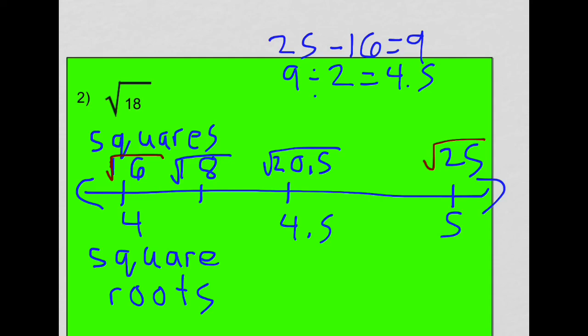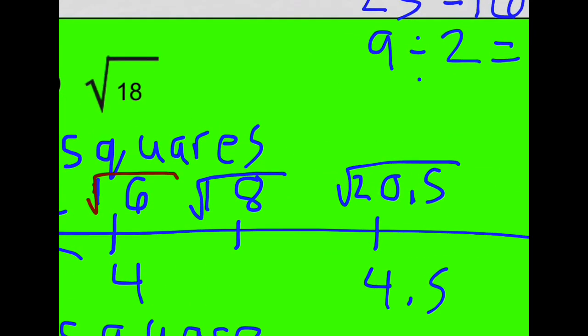Now I have a pretty good knowledge to estimate the square root of 18. The square root of 18 has to be somewhere between 4 and 4.5. Now, I'm going to say 18 is almost right in between, so I'm going to say the square root of 18 is approximately 4.2 or 4.3. So I will say approximately 4.2.